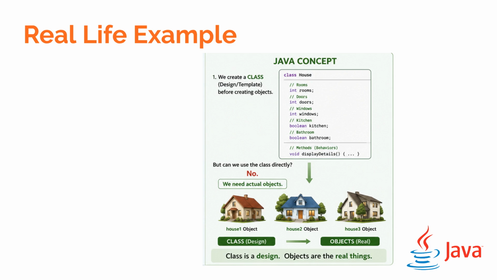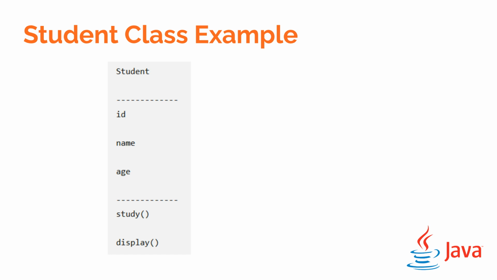The bottom section highlights the most powerful aspect of OOP, which is reusability. You only need to draw a blueprint once, but you can use it to build an entire neighborhood of houses. Similarly, you only write a Java class once, but you can use it to create hundreds of individual objects. Each object, house 1, house 2, and house 3, follows the exact same structure defined by the class, but they can have different individual traits. For instance, house 1 might have 3 rooms and a blue roof, while house 2 has 4 rooms and a green roof.